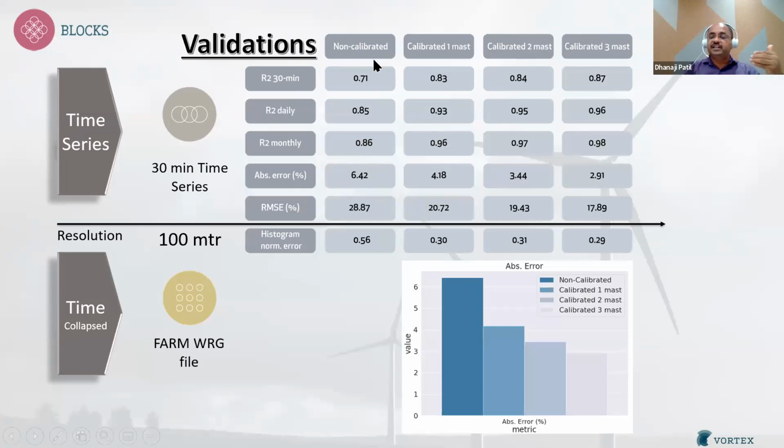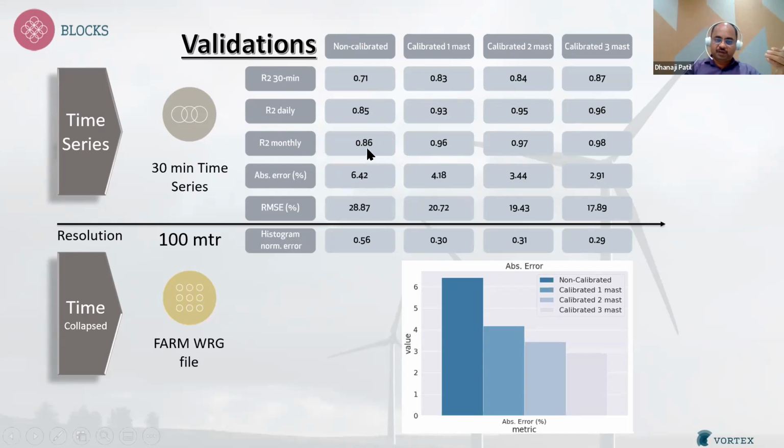During the launch, we validated the non-calibrated output at about 46 sites, without using any metmast. So we validated the non-calibrated output, and you can see these are the results. And then at about 10 sites, we used three metmasts for calibration purposes, and then we cross-checked the calibrated output at a fourth metmast, and you can see the results.